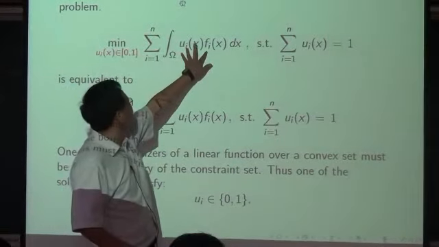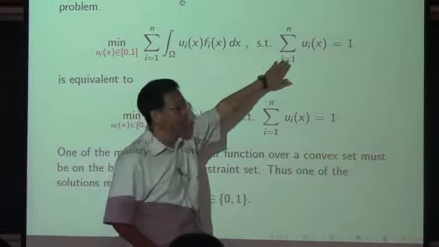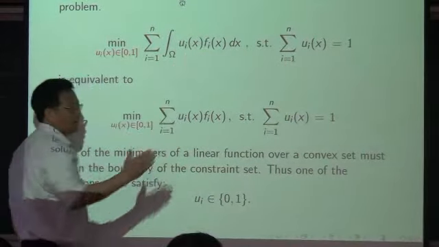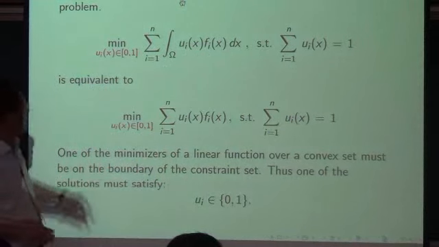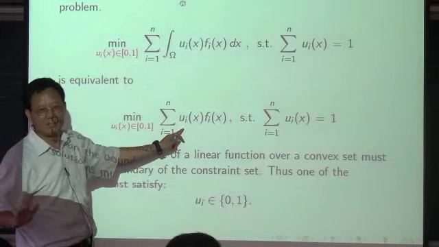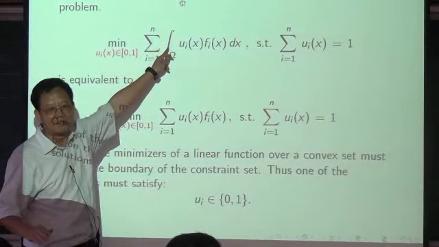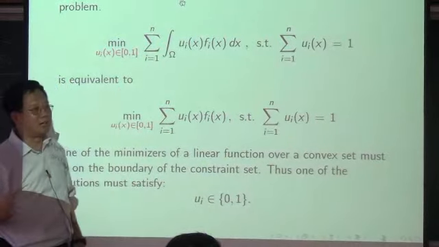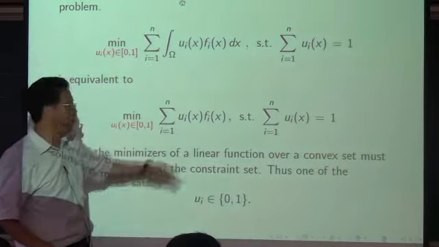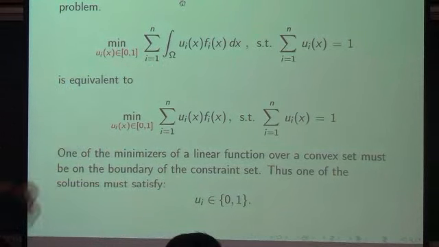So here the sum of this one satisfies this constraint. But you see that at each point x, every point is uncorrelated to each other. You can simply take the omega away. If you minimize this on each point, then the integral will be minimized, because each point is uncorrelated. So you can just take this omega away and minimize this one on each point.